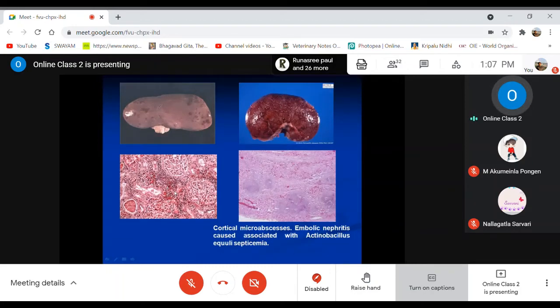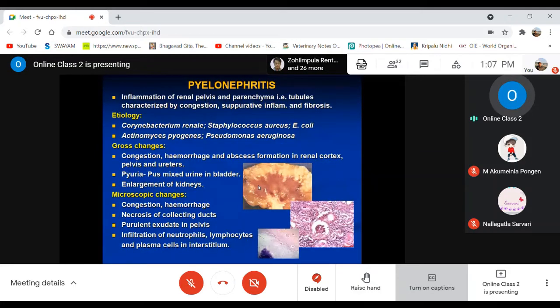with neutrophils particularly being the predominant inflammatory cells, and this suppurative inflammatory reaction will be there in the kidneys like this. These are the focal areas where suppurative inflammatory reactions are there. Suppuration is there. Liquefactive necrosis. Okay. Then next is pyelonephritis.